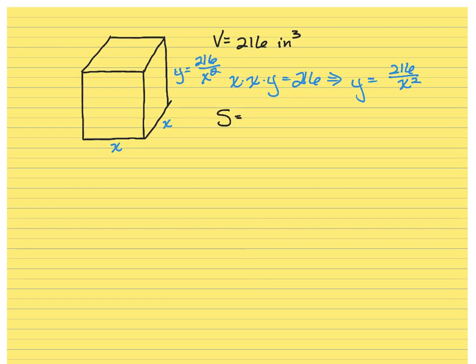Well, remember, it has no top. So the area of the bottom is just x times x, or x squared. Each side is just a rectangle with a base of x and a height of 216 over x squared. So that's one side. We have 4 of those sides. So there's the equation for the surface area. So once you have the equation, that's what you want to optimize.